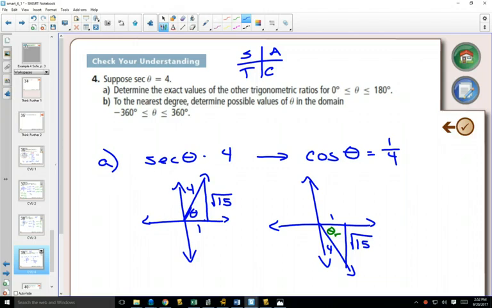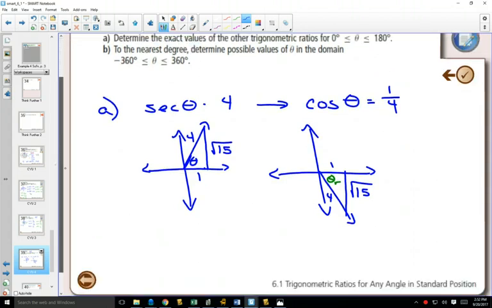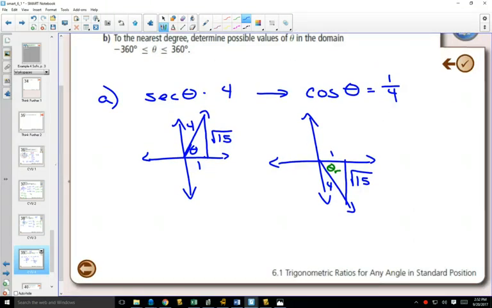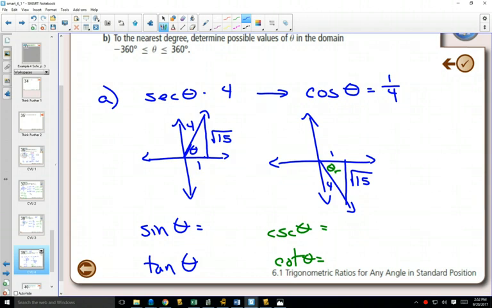And it says determine the values of the other trig ratios. Well, we've got secant and cos. So we're also going to need sine theta, tan theta, and their reciprocals, cosecant theta and cotangent of theta. So sine of theta, well, for part A, it says only consider between 0 and 180. So for part A, we're only looking at this triangle, right? Because that's the only one in quadrant 1 or quadrant 2.